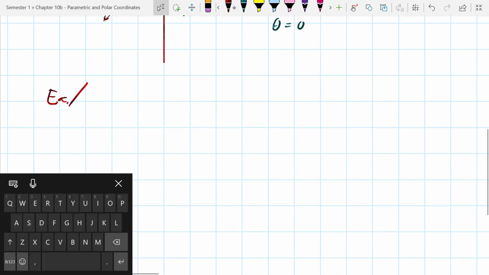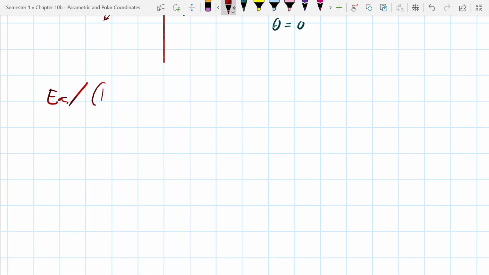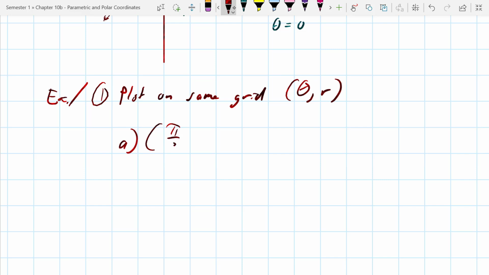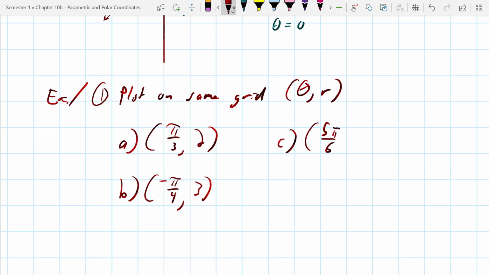So some examples of this, if I were to ask you to plot on the same grid, and meaning just we're going to plot these points. This is what we do when we first teach you rectangular or Cartesian coordinates. We just ask you to plot points. So let's plot the point pi over 3 comma 2. Let's plot the point negative pi over 4 comma 3. Then let's plot the point 5 pi over 6 comma negative 4. And then let's plot the point negative 2 pi over 3 comma negative 2.